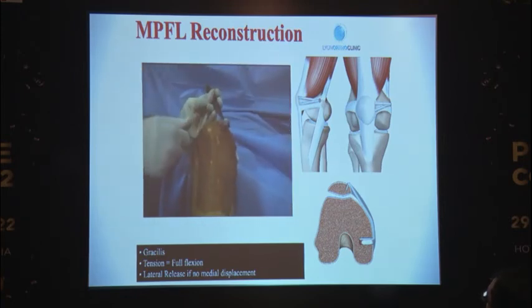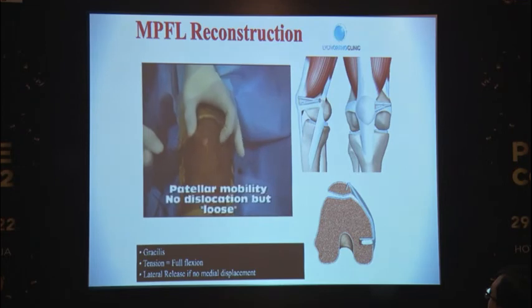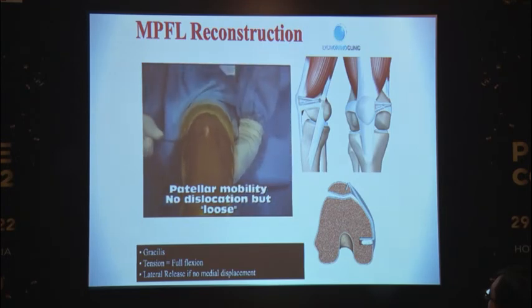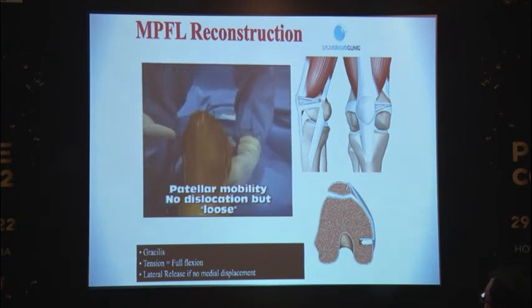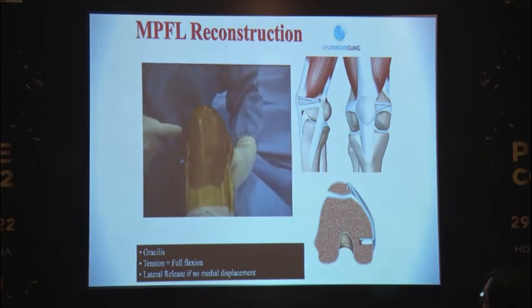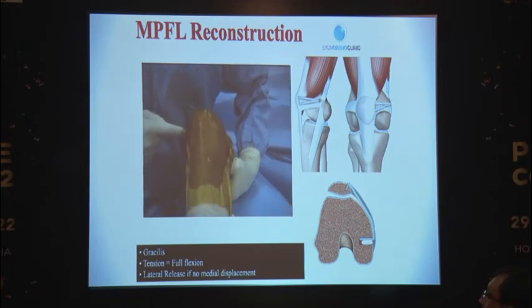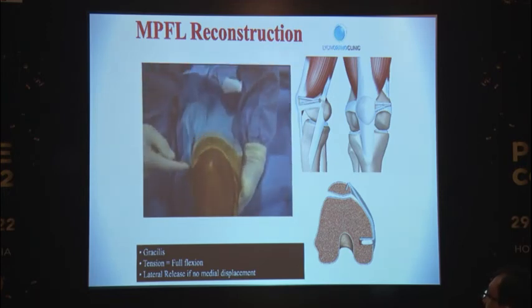Then I pass this, and then I will overtense my MPFL. And I put a cocker on the other side, okay? And I test. And then I cycle the knee. And then the length is taken automatically, okay? So when I did my cycling, I keep this position.